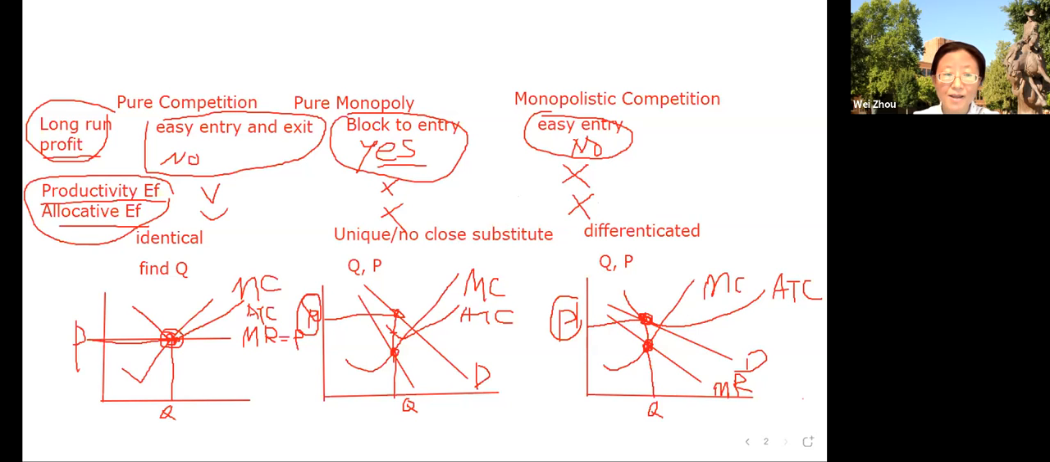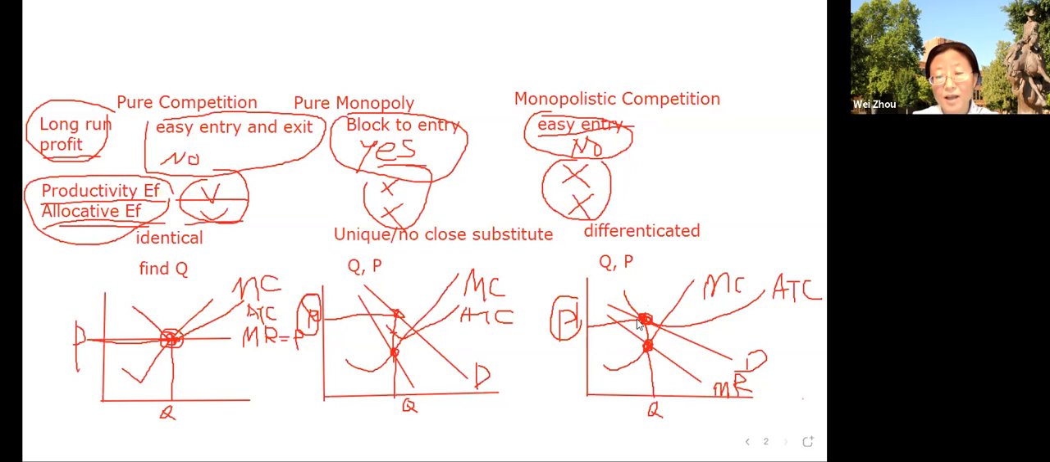Okay, so in that case, by looking at this graph, you will understand why pure competition is the only market structure where you can reach both productive efficiency and allocative efficiency. Pure monopoly doesn't reach both of them. And monopolistic competition doesn't reach both of them, but they do have easy entrance, so they reach zero economic profit.